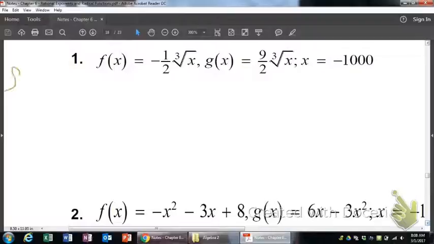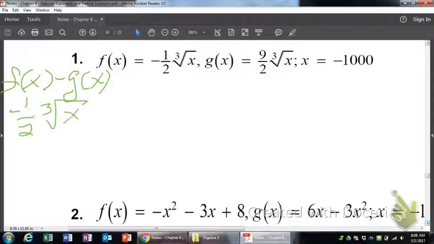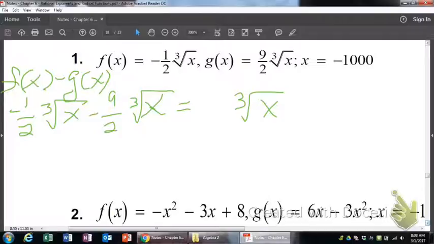So now what I have is f of x minus g of x. Whenever I'm doing this one, I'm going to do negative 1/2 cube root of x minus 9/2 cube root of x. So first things first, they both have the cube root of x. Since they both have this term right here, they are considered like terms.